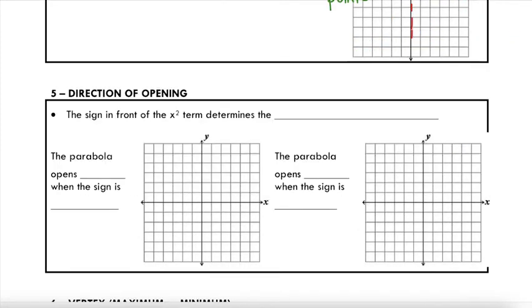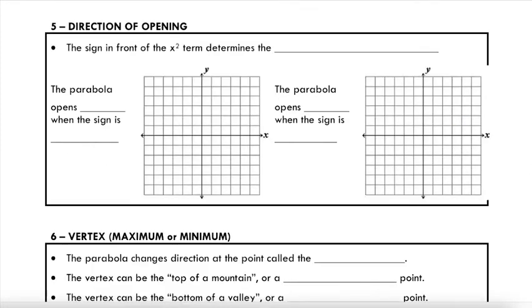The next thing that we have to look at is called the direction of opening. We talked about that a little bit in our previous lesson, where we explored what happens when we have a negative sign in front of our x squared. So the sign in front of the x squared, whether it's a positive value or a negative value, determines the direction of opening. It may also be referred to as a reflection in the x-axis in terms of if it's negative.